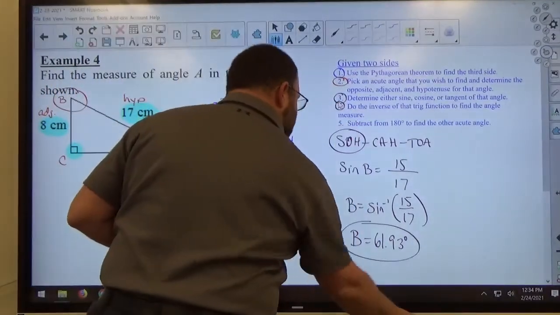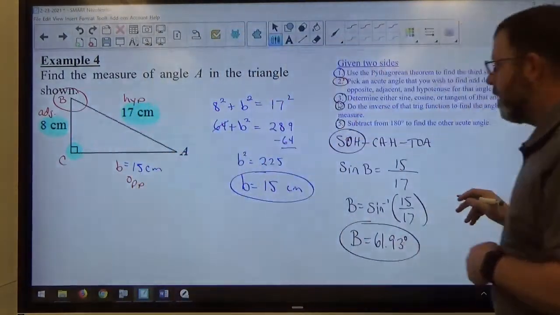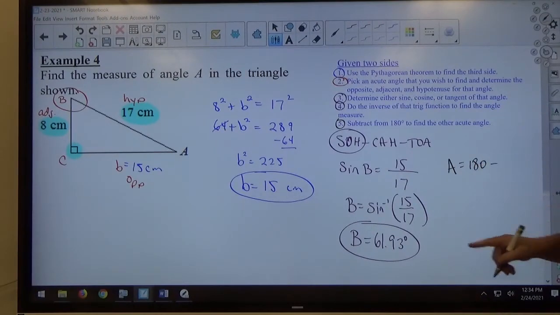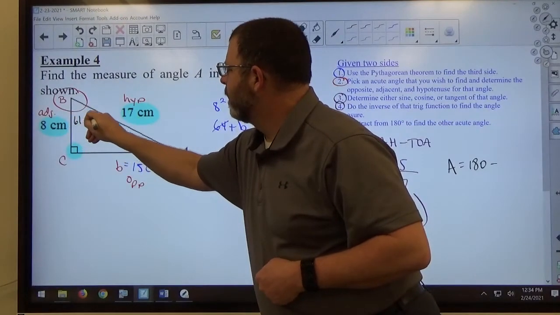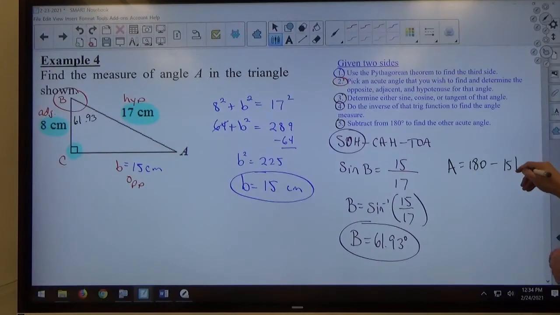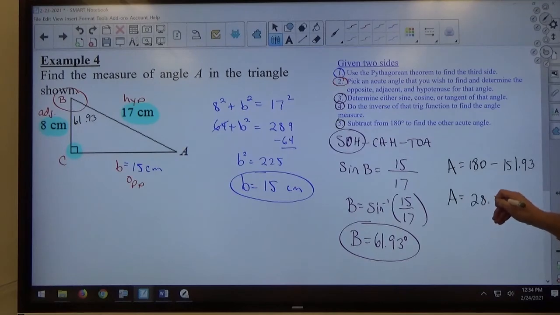And then step 5, subtract from 180 to find the other angle. So angle A is going to equal 180 minus this plus 61.93. So that's 151.93. So A is going to equal 28.07 degrees.